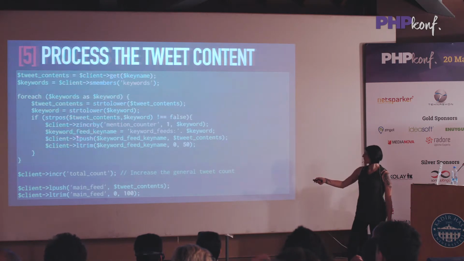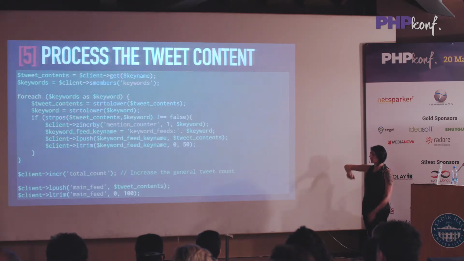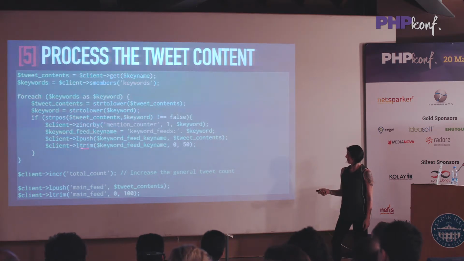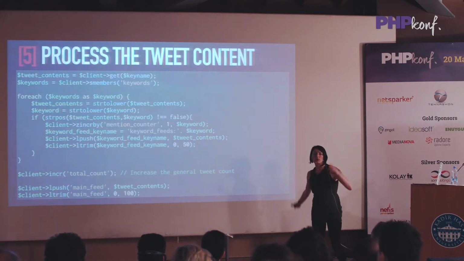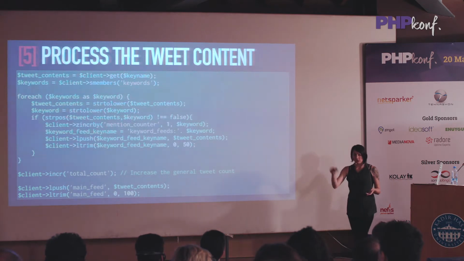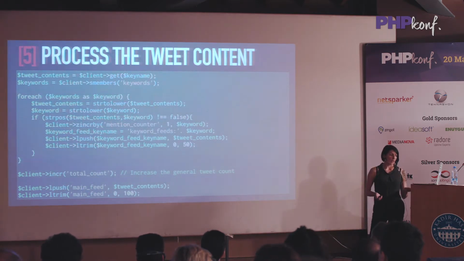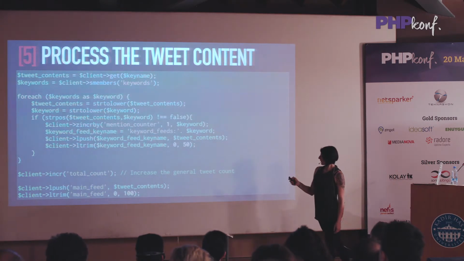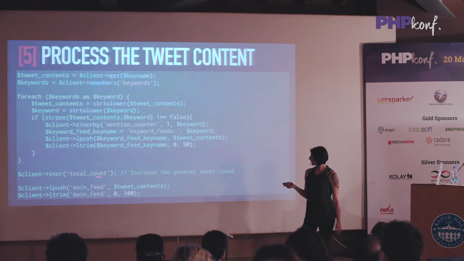Then we are just pushing the tweets to the subfeeds that I mentioned before that we need to show on the dashboard. So just a list of tweets containing that certain keyword. We are trimming. This is a new one. We are trimming those subfeeds so we don't overflow them. For example, we just keep 100 elements in the subfeeds. In the end, this is also a new command. We increase the total count of tweets, and we also push and trim to the main feed.